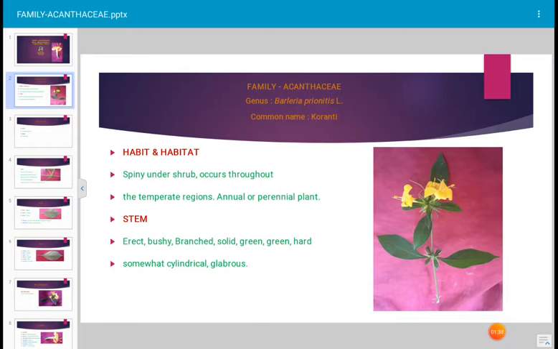How is the stem of this plant? The stem is erect, bushy, branched, solid, green in color, hard and somewhat cylindrical. Next slide.